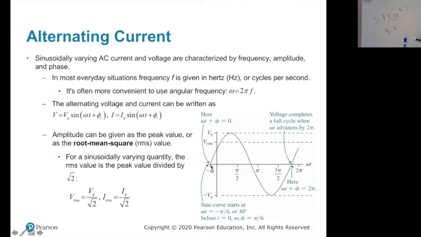Remember, think back to your trig class. One entire period is the length of time it takes to get from here to here. Omega is the angular frequency. It's measured in radians per second. And that's if we were to convert this over to radians per second.